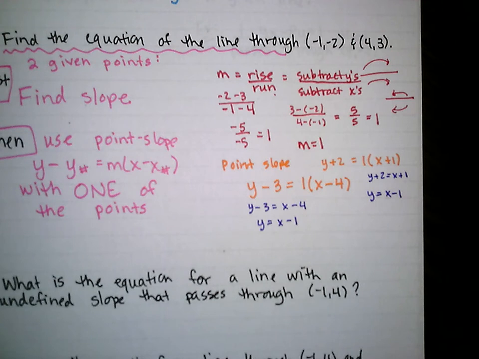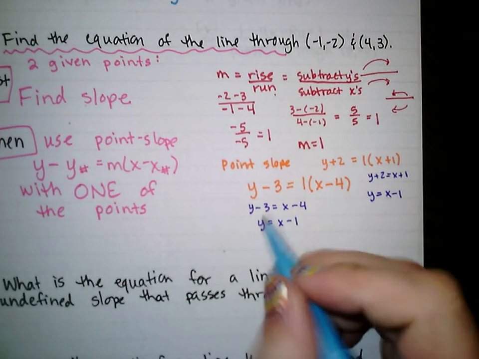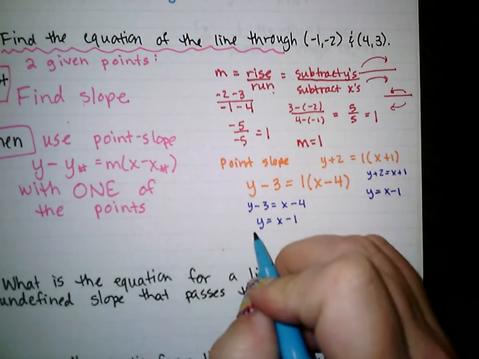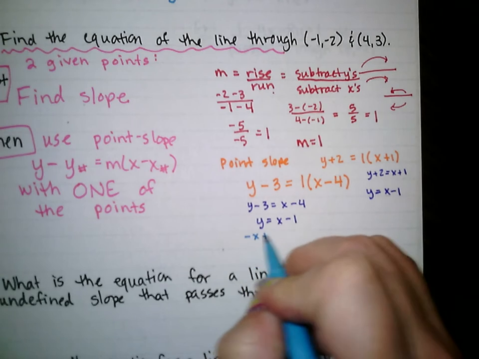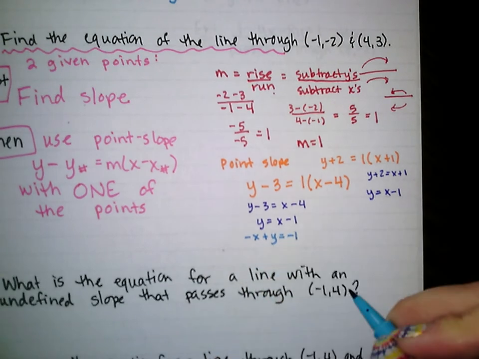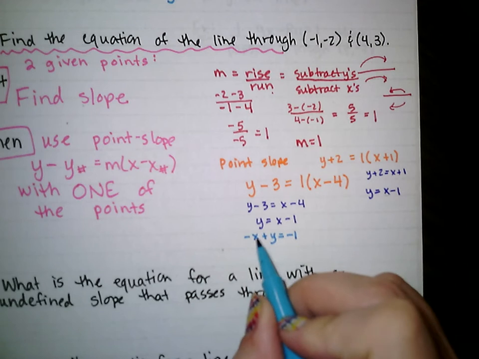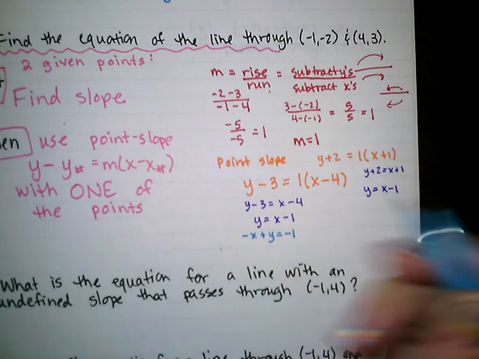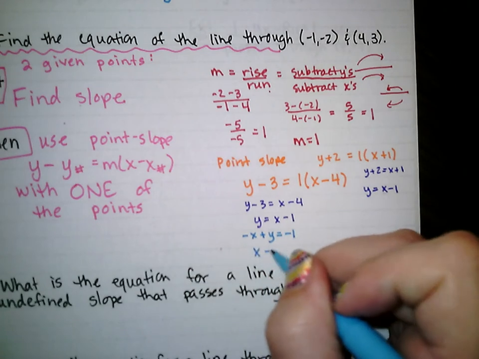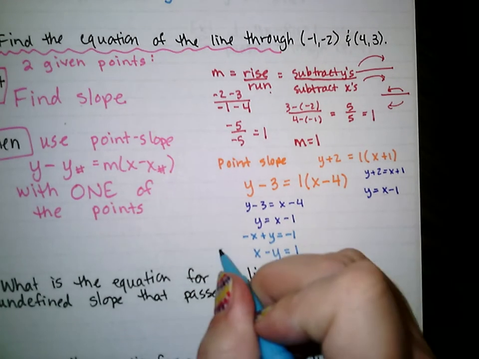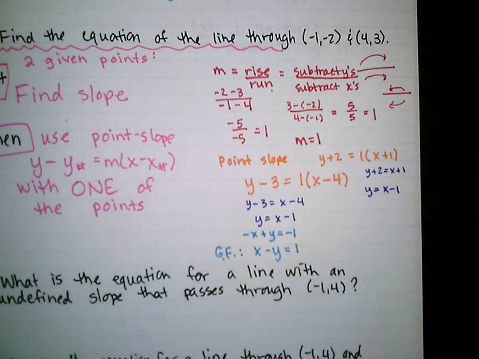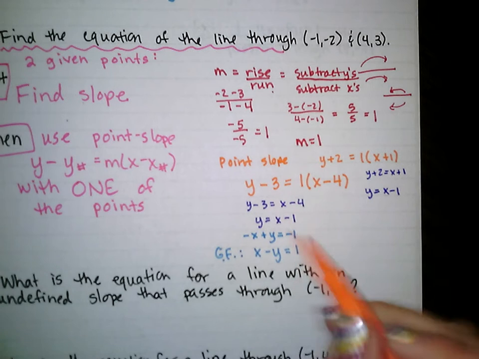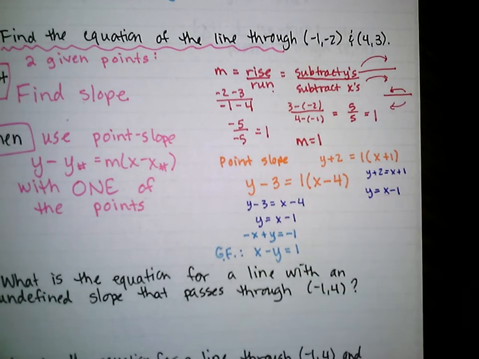So see, we get the same thing, whichever one we pick. Now to put this in general form, we would need to move that x and y to the same side. So if I subtract the x over, I'll have negative x plus y equals -1. But then remember, I can't have that negative out in front, so I would need to multiply everything by -1. So I'd have x minus y equals 1. So there's general form.